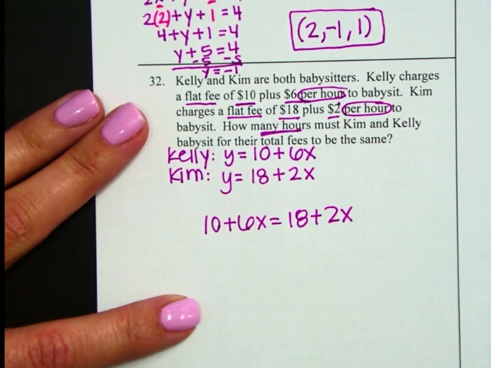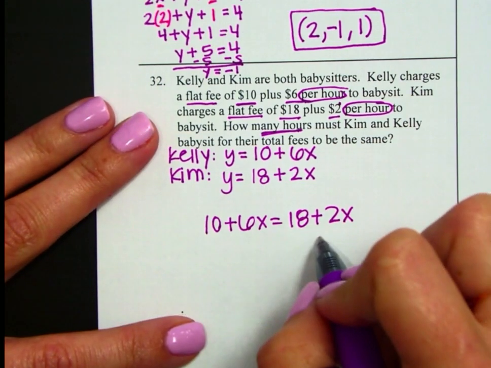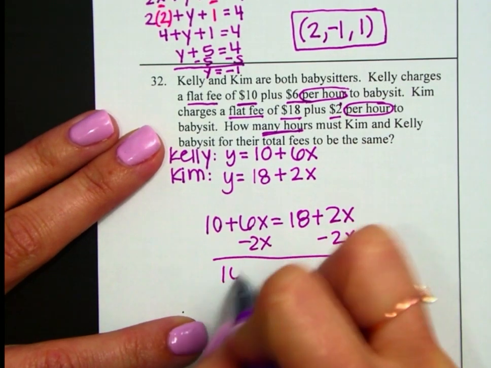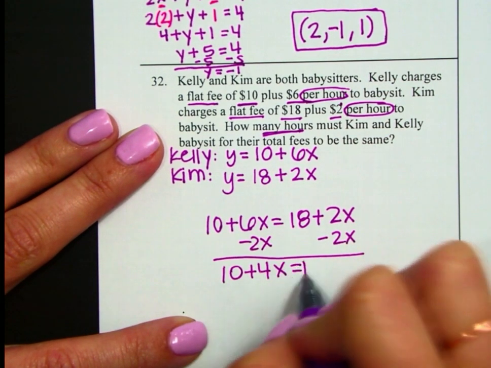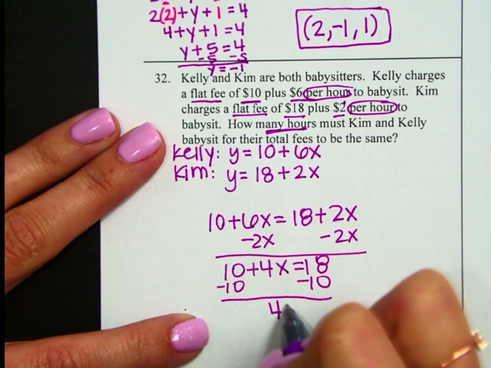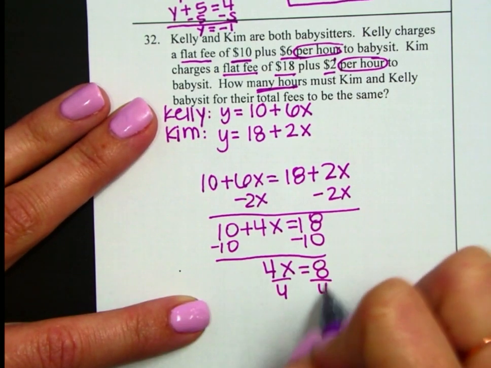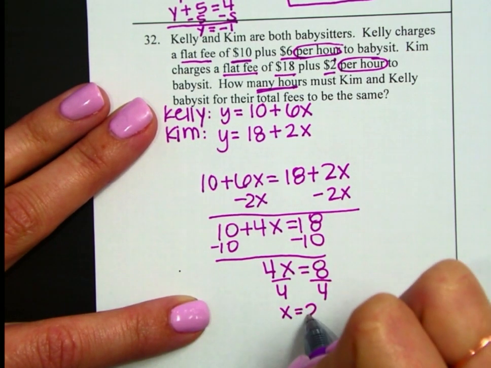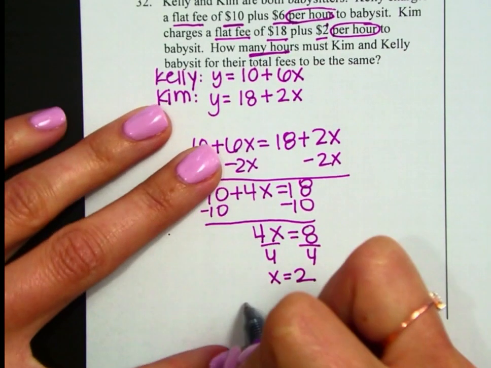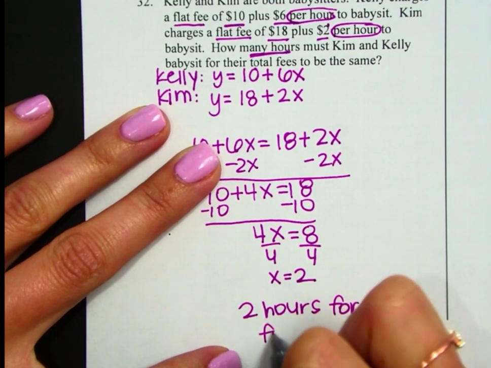And then we're going to solve for X. And then we'll be able to say how many hours. So I'm going to subtract 2X. Subtract 10, divide by 4, 8 divided by 4 is 2. So Kelly and Kim would have to babysit for 2 hours for fees to be the same.